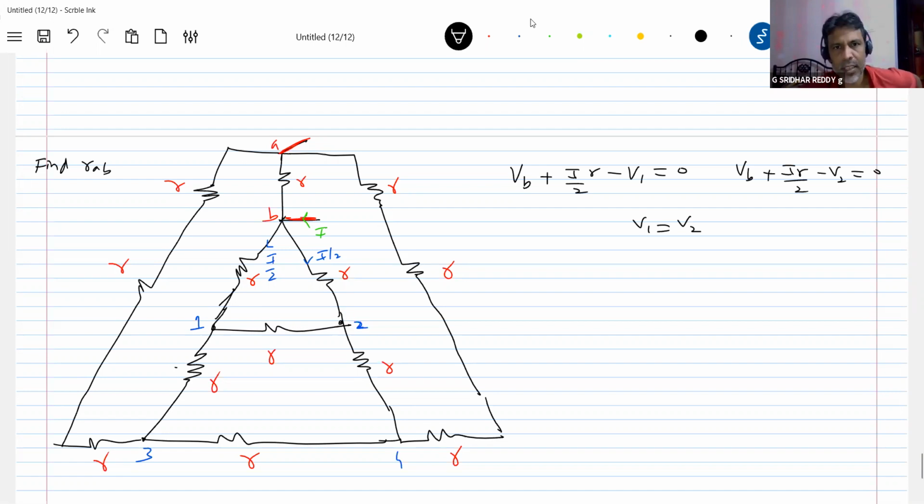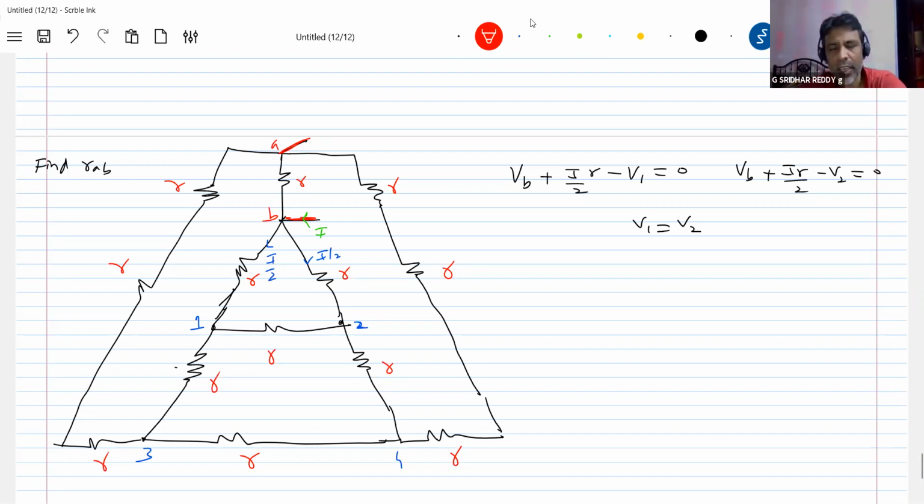If by chance you make this 2R, then V1 is not equal to V2. If you make this 2R, what happens? You cannot divide current equally in these two branches, because though they have the same resistance, junction 2 is not similar to junction 1. Next we are going to work out some problems of finding equivalent resistance.